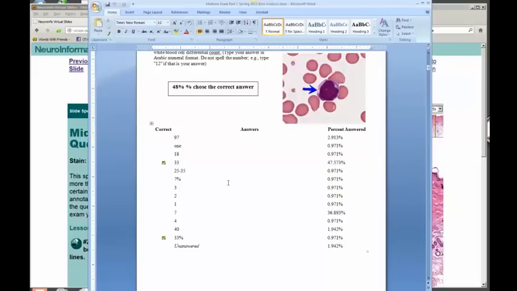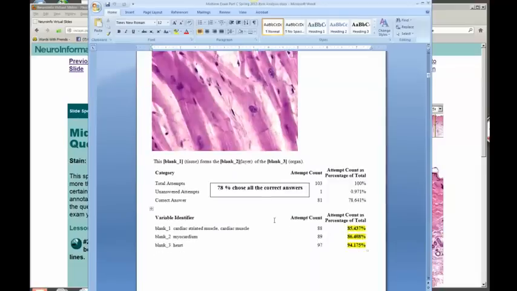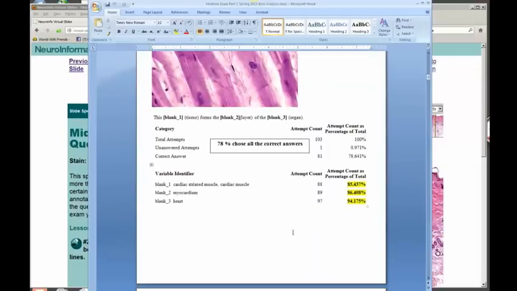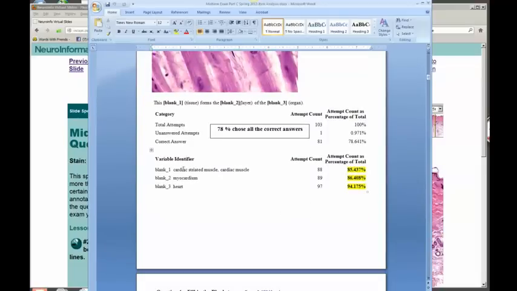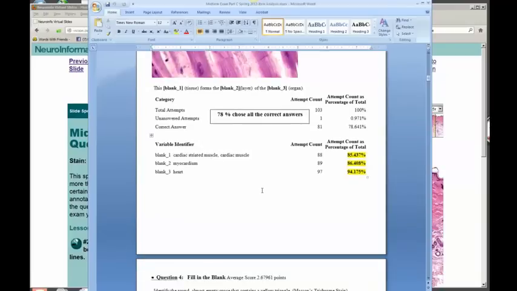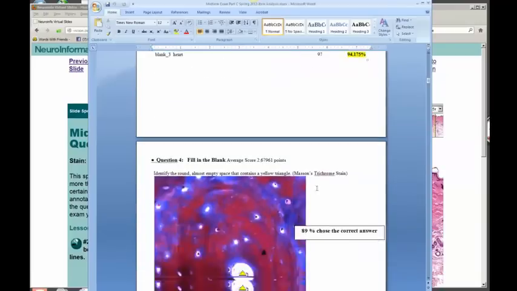And here we did accept 33%, and if you gave anything other than that, you didn't choose it, we accepted maybe 33, 34, 35. We're just trying to be a little flexible there. And then here, really the only, we accepted cardiac striated muscle and cardiac muscle for this. And I don't think anybody put cardiac myocyte.